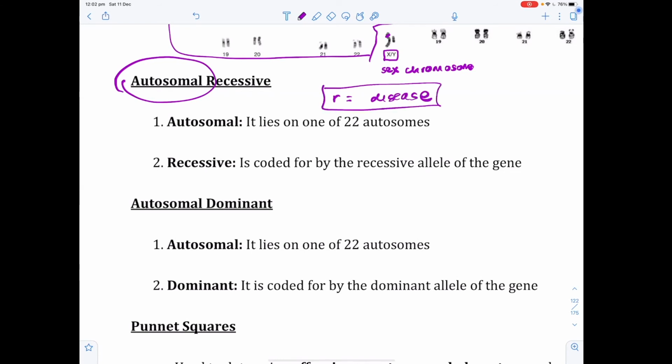Okay? And it lies on a body chromosome. Do not use the word body chromosome, the word autosome is more common. Good. So, Varun, what would it mean if we're talking about an autosomal dominant condition? Break it down the same way we did. Yep, so the dominant allele determines... Dominant is disease. That's what it means, right?